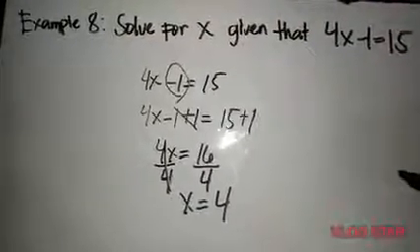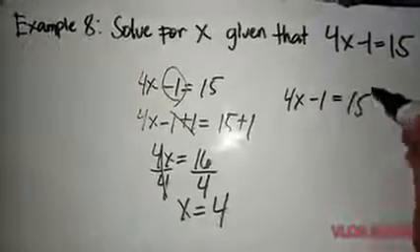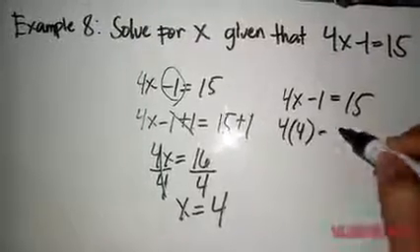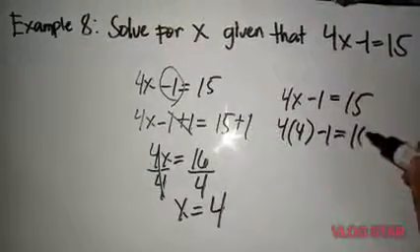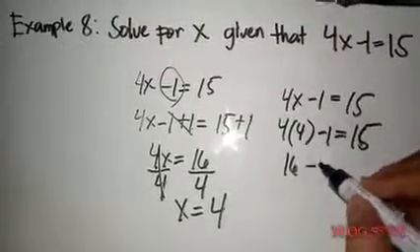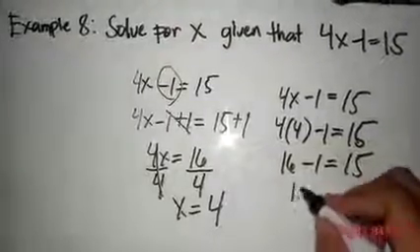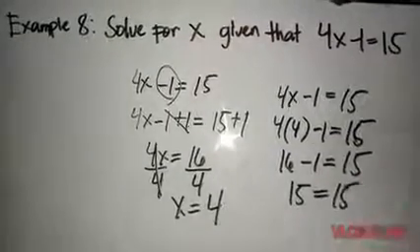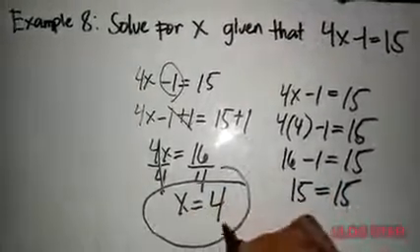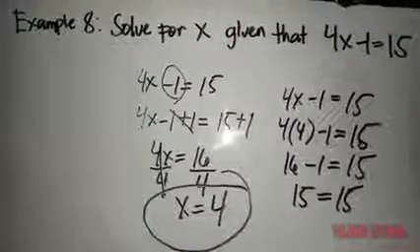Let's see whether our answer is correct. 4x minus 1 is equal to 15. 4, then the value of x, which is 4, minus 1, is equal to 15. 4 times 4 is 16 minus 1. 16 minus 1 is 15, equals 15. So the value of x, which is 4, is correct.